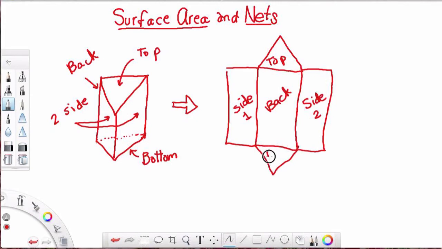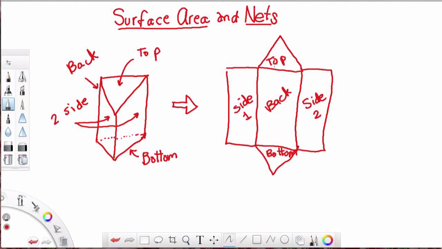Okay, and this is our bottom face. So there you have it. You have all five faces of this triangular prism. We folded back the two sides and got these. We have the back face here, and then we have the top and the bottom face, which are corresponding.